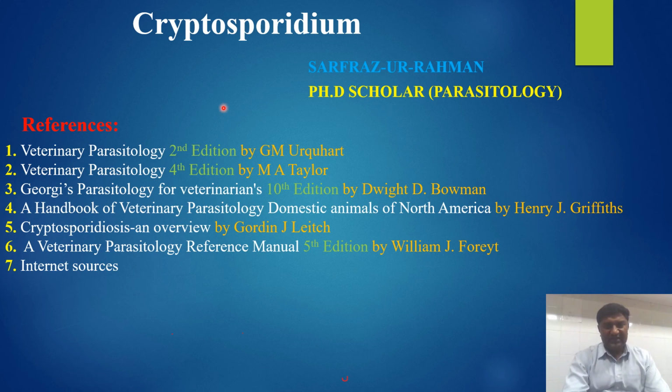I would like to share this knowledge with references from these books: Veterinary Parasitology, 2nd edition by G.M. Urquhart; Veterinary Parasitology, 4th edition by M.A. Taylor; Georgis' Parasitology for Veterinarians, 10th edition by D.D. Bowman; a Handbook of Veterinary Parasitology, Domestic Animals of North America by Henry J. Griffiths; one research paper, Cryptosporidiosis: An Overview by Gordon J. Licht; the Veterinary Parasitology Reference Manual, 5th edition by William J. Foreyt; and lastly, internet sources.